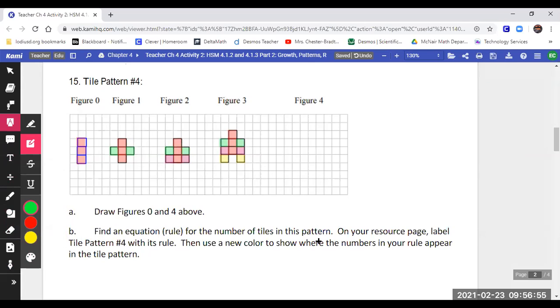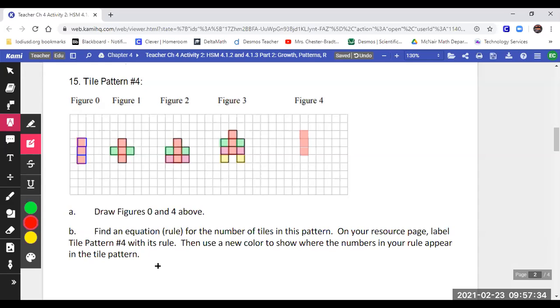Okay, so we have to build figure 4. We know for sure figure 4 is going to start with how many red? And where would they be? So we're going to build it based on the colors first. How many red and where would they be? Okay, if we look, where are the red tiles? 3 in the middle. Okay, so 3 red tiles.